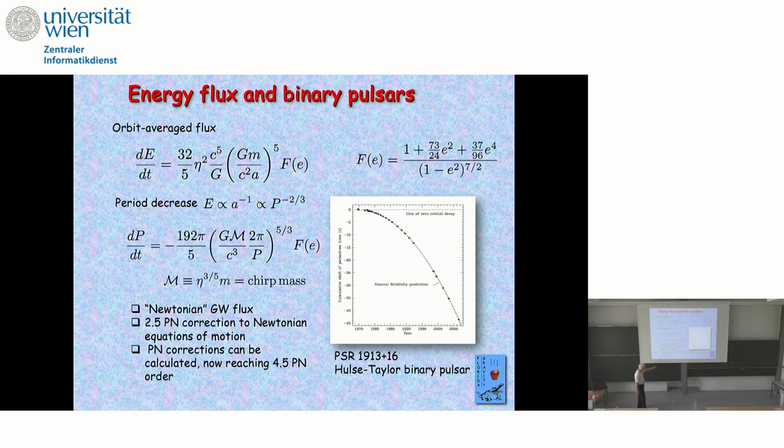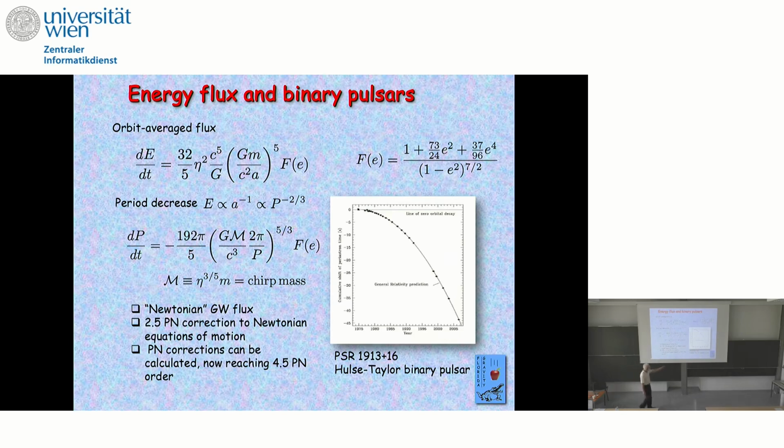And this is a plot of a quantity related to the orbital period. It's called the time of pericentric passage. And it should decrease quadratically with time if there's this dP/dt. And the points on this graph are the data observed from 1975 to the discovery till about 2005. And the curve is the prediction of general relativity for how those times should evolve with time.